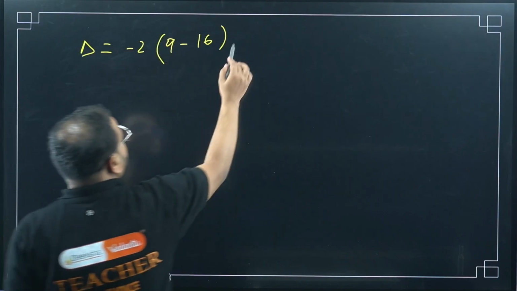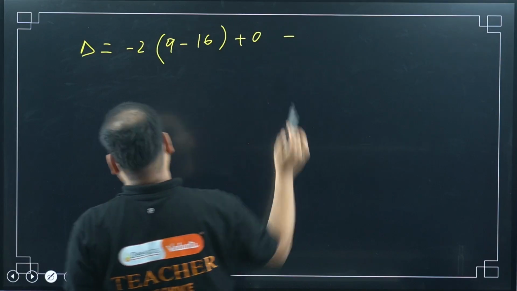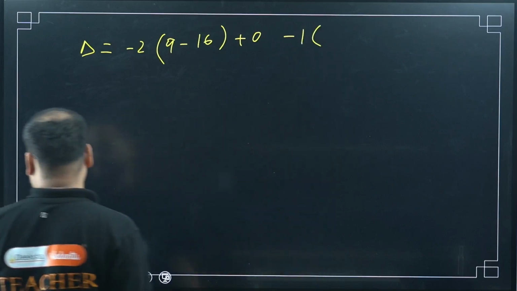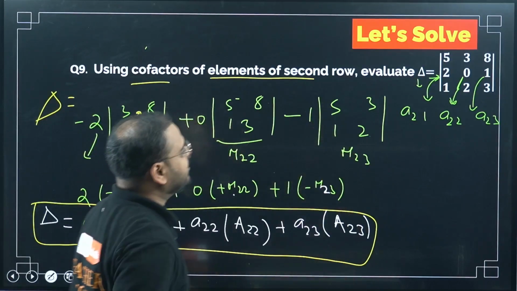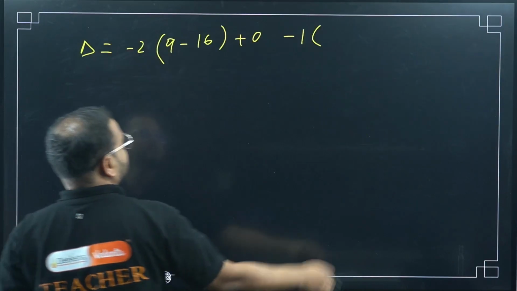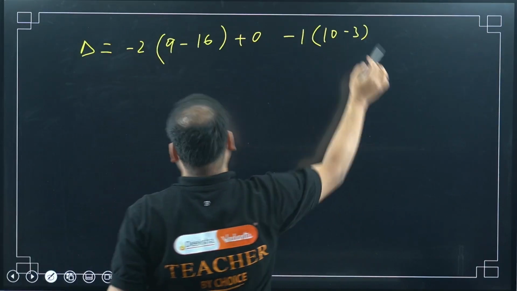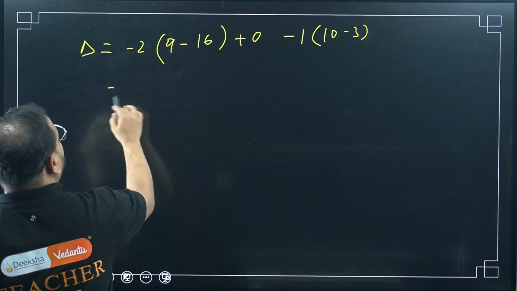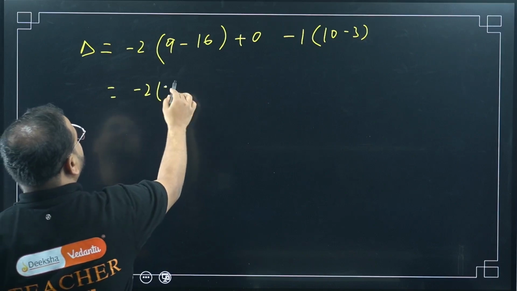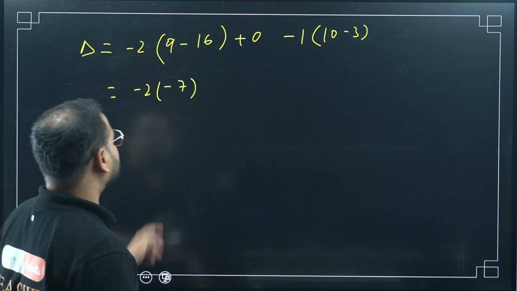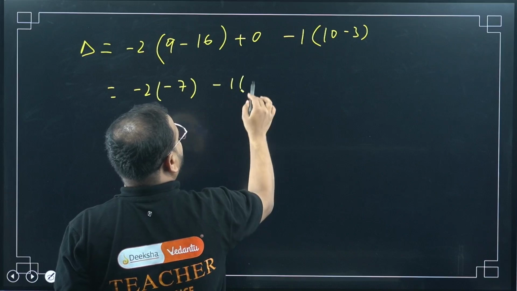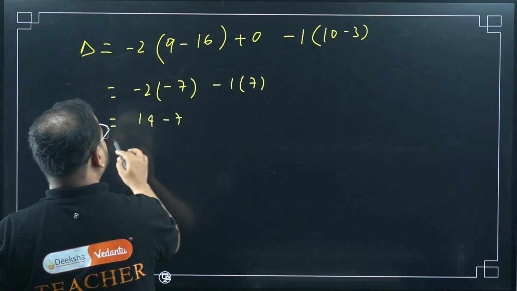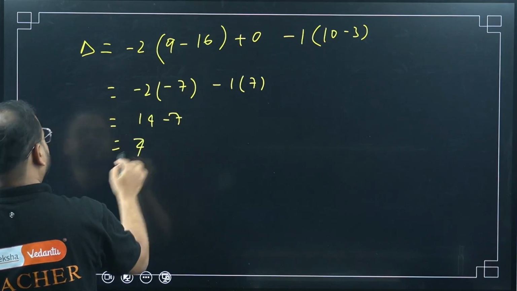This is 0 only. Then minus 1 times what? Please check the bracket again. 5 times 2 is 10, minus 3, so 7. Please check, 10 minus 3 over here. All right, how much is the answer? Minus 2 times of minus 7. 9 plus 7 is 16, so minus 7. This is minus 1 and plus 7. Plus 14 minus 7. What is the answer? Simply 7.